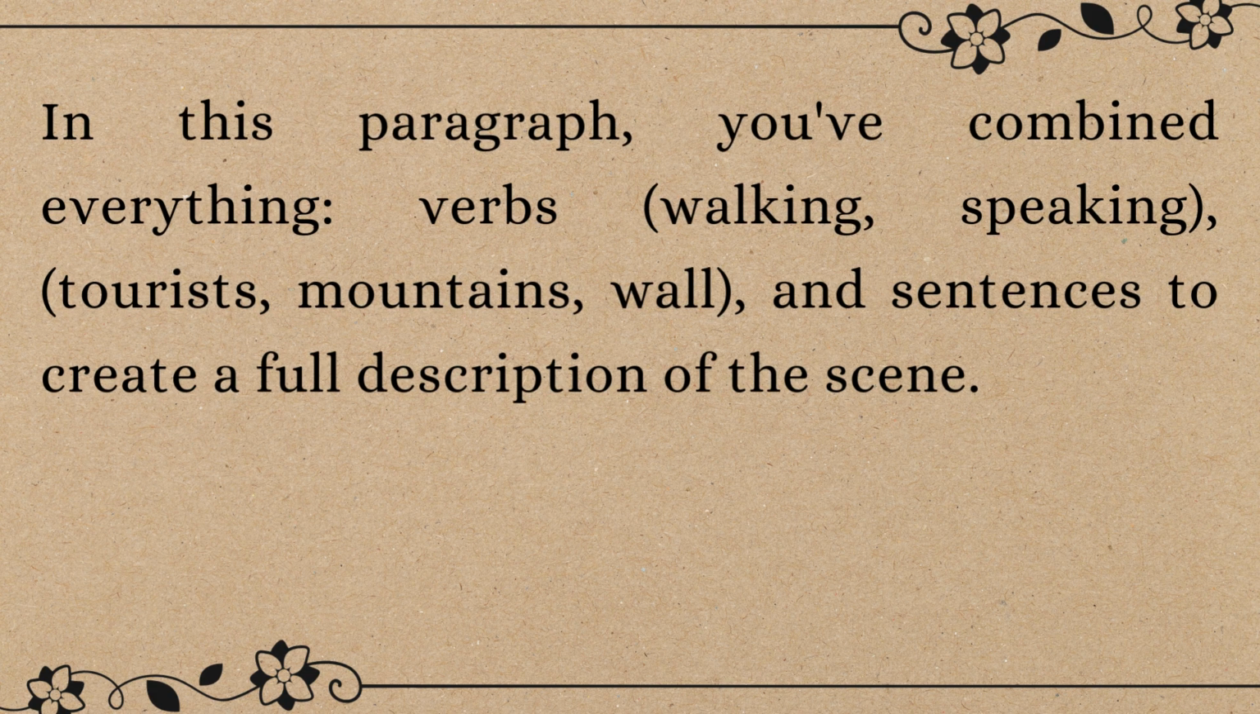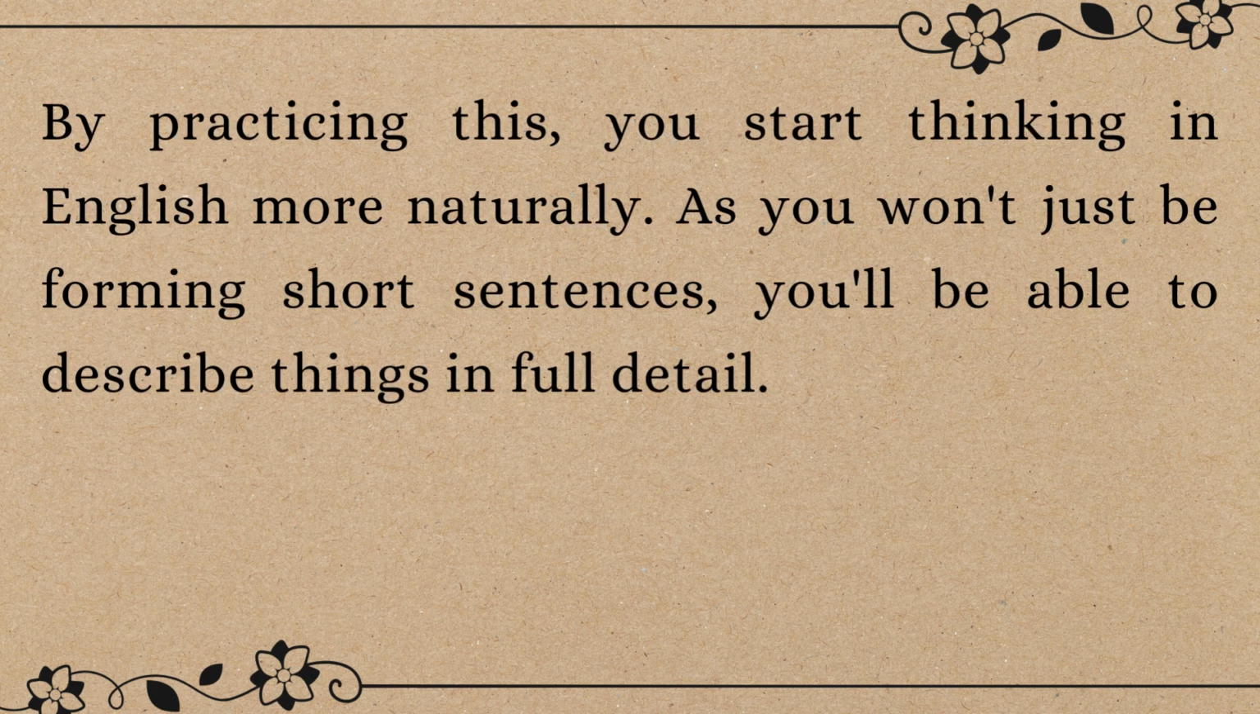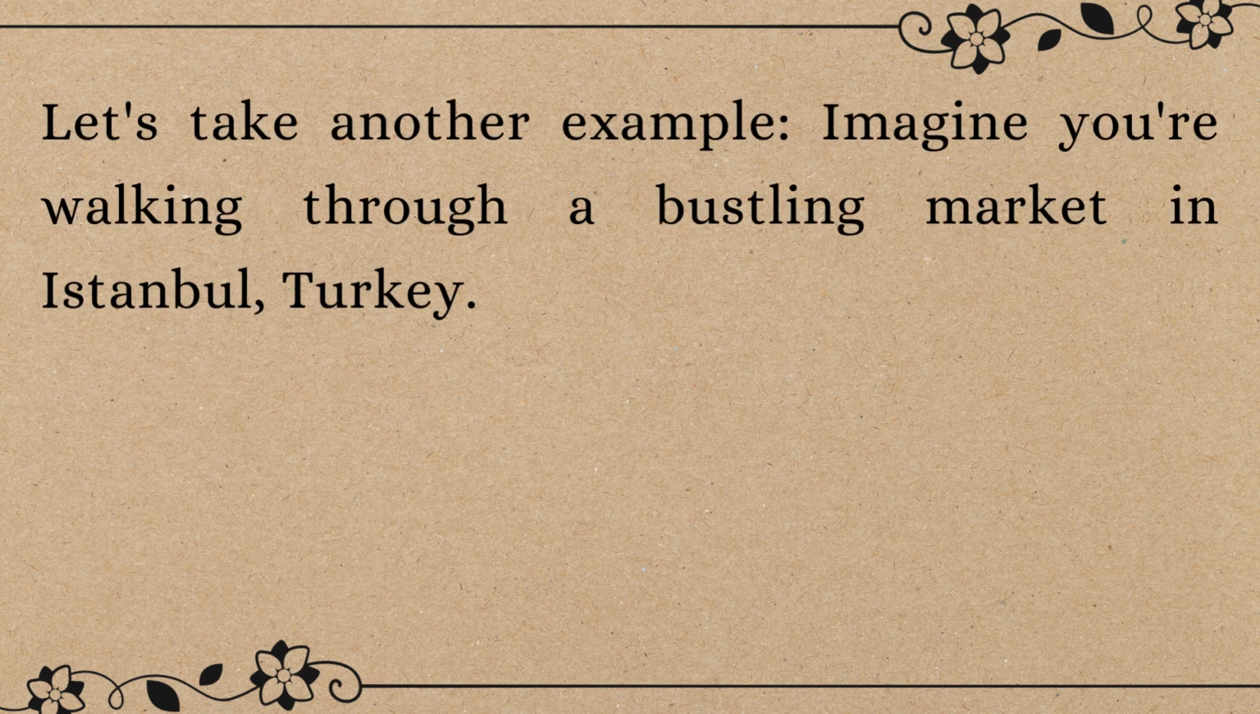In this paragraph, you've combined everything: verbs, walking, speaking, nouns, tourists, mountains, wall, and sentences to create a full description of the scene. By practicing this, you start thinking in English more naturally. As you won't just be forming short sentences, you'll be able to describe things in full detail.